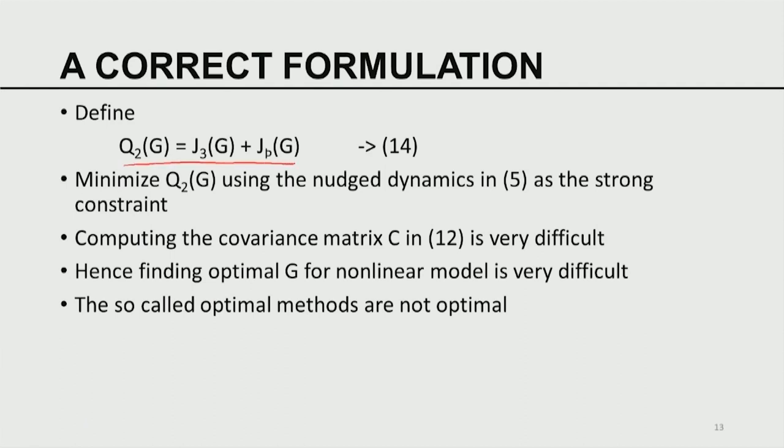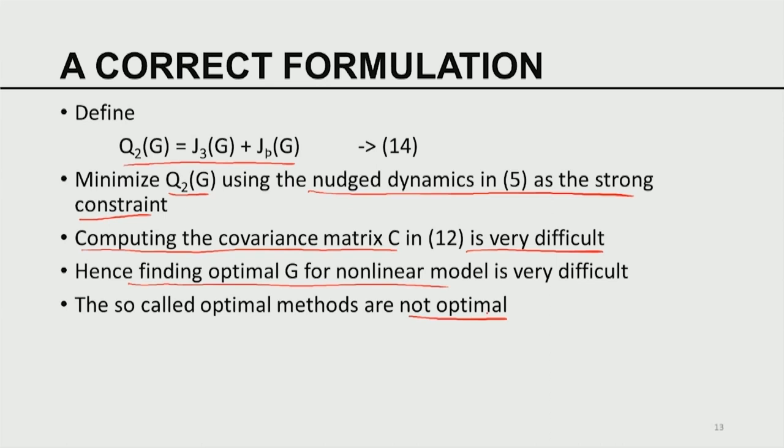Instead of J1, it is J2: J2G is equal to J3G plus JPG. If you minimize J2G using the nudge dynamics as a strong constraint model, you try to take into account the serial correlation. But computing the covariance C in 12 is not easy. Hence, in principle, finding an optimal G for a nonlinear model is a difficult problem. So in our view, the so-called optimal methods that were proposed between 1990 and about 2005, covering a period of about 15 years, the claim that they are optimal is indeed not optimal.